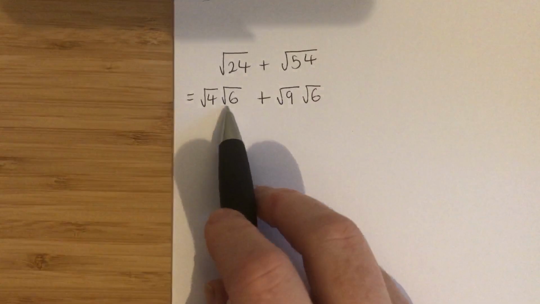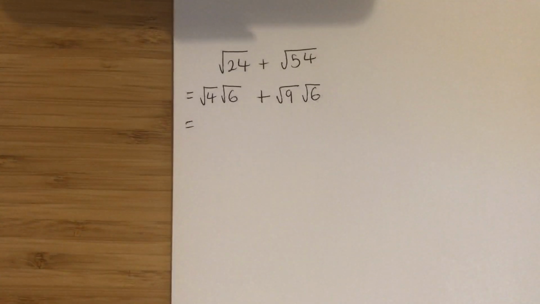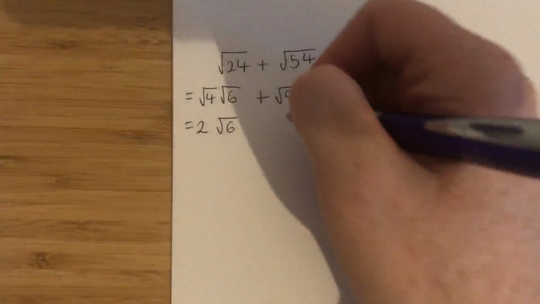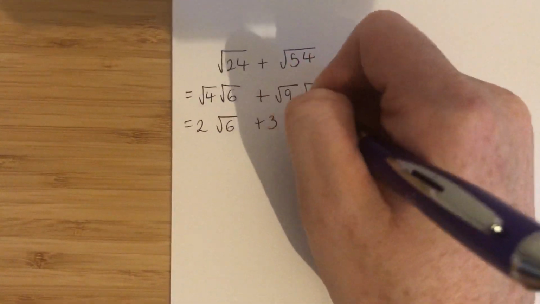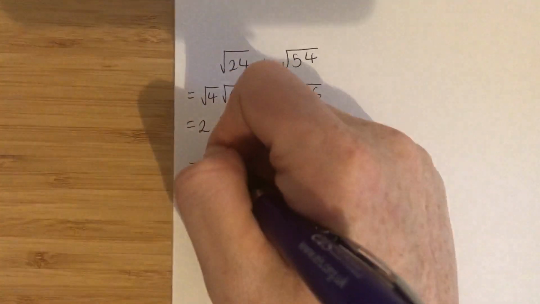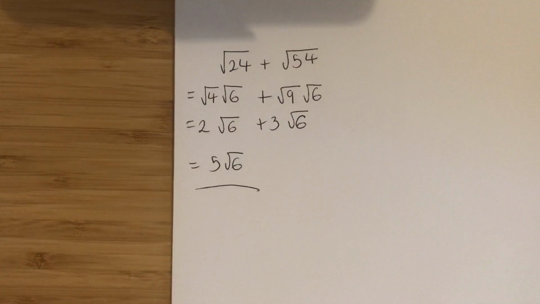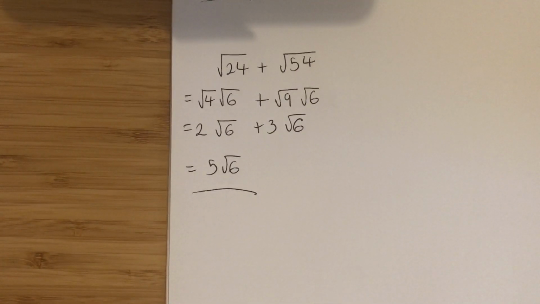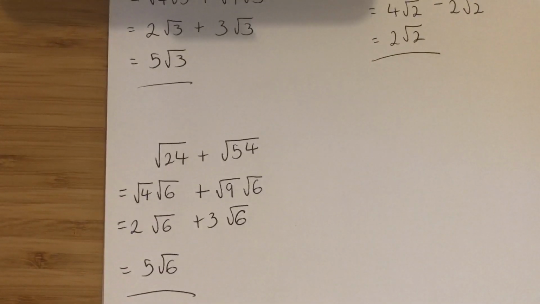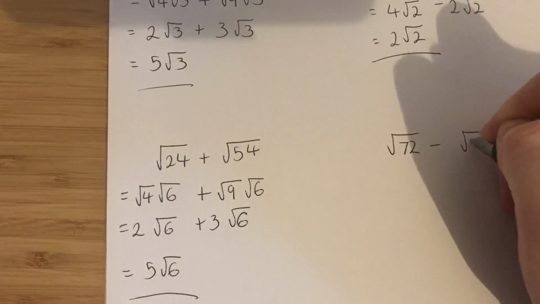So it's looking good because we've got a root 6 in both of our simplified versions there. Square root of 4 is 2, so we've got 2 root 6. Square root of 9 is 3, so we have 3 root 6. And so we have 2 root 6 plus 3 root 6, which gives us 5 root 6. Right, I'm going to look at a few more. I'm going to look at square root of 72 minus the square root of 50.